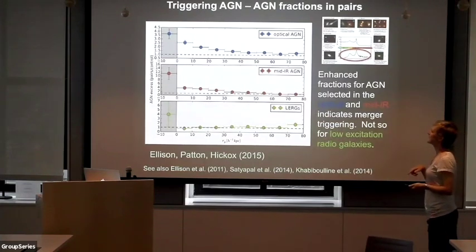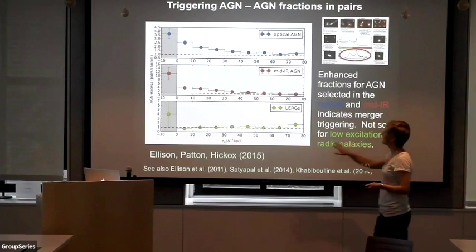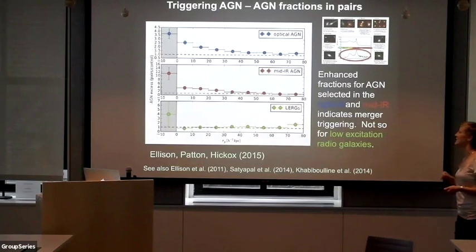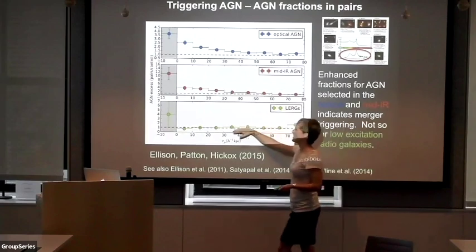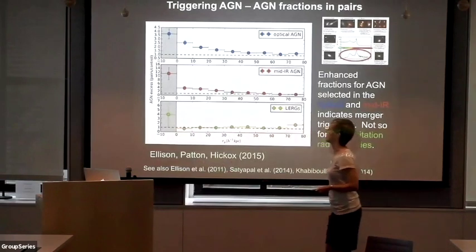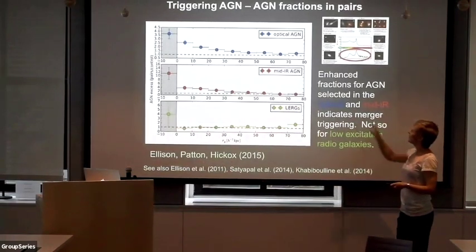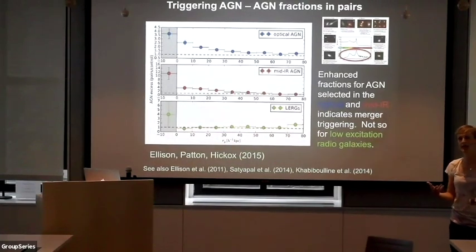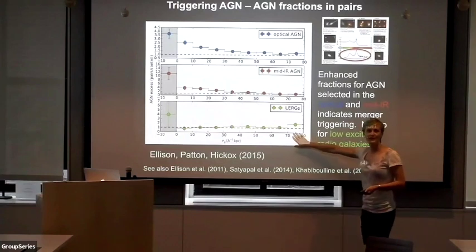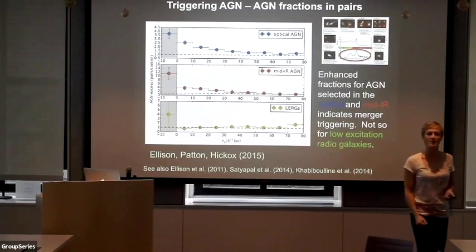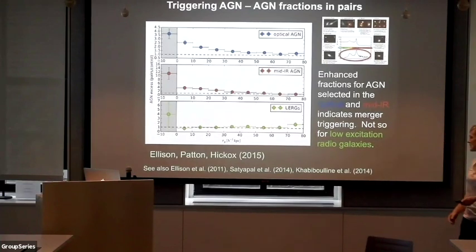On the other hand, if you select in the radio, and there's this particular selection metric called low excitation radio galaxies, if you select in the radio, you find no enhancement. Okay? Even though the 1 sigma error bar is kind of consistent with no enhancement. So whilst the mid-infrared and the optical selected samples both seem to have a component associated with merging, this is not true for the low excitation radio galaxies. So we concluded that these are probably triggered by a more kind of slow secular process.